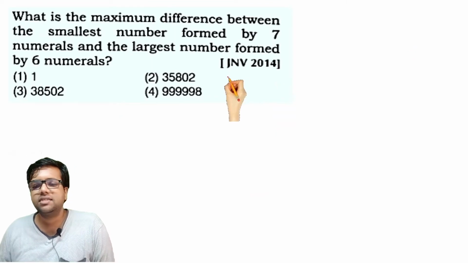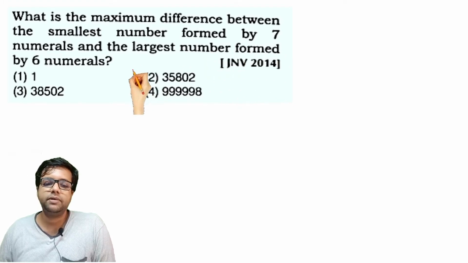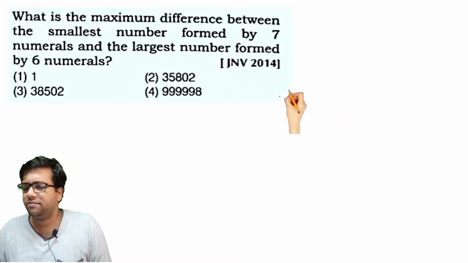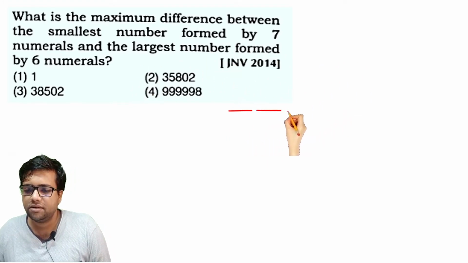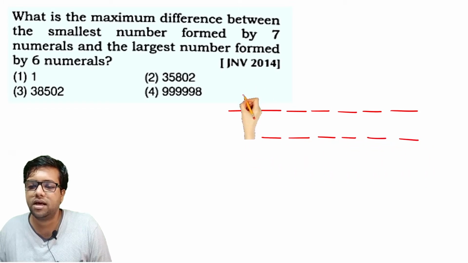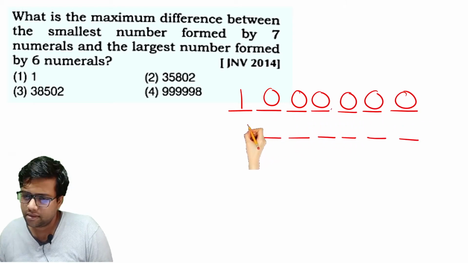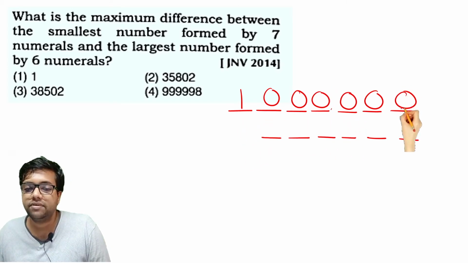So what is the maximum difference between the smallest number formed by 7 numerals and the largest number formed by 6 numerals? Okay, this is a very easy question. 7 numerals and 6 numerals, right? The smallest number can be, I'm sorry, 10 lakh. Okay, 10 lakh can be the smallest number with 7 numerals.